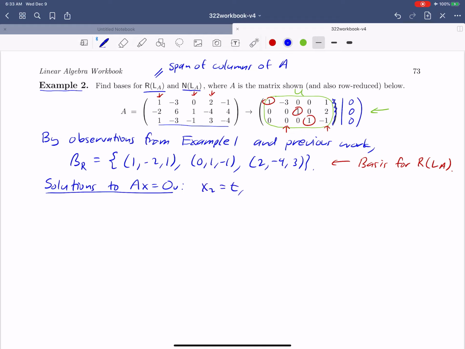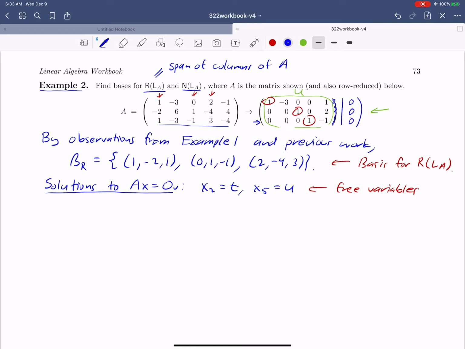So let's let x2 be t and x5 be u. Those are our free variables. And then we'll look back at our matrix. I'm going to try to declutter now and then just so that we don't have to look at too much stuff here. What I'd like to do is to start with the simplest of the three equations, and that's going to be the last one.